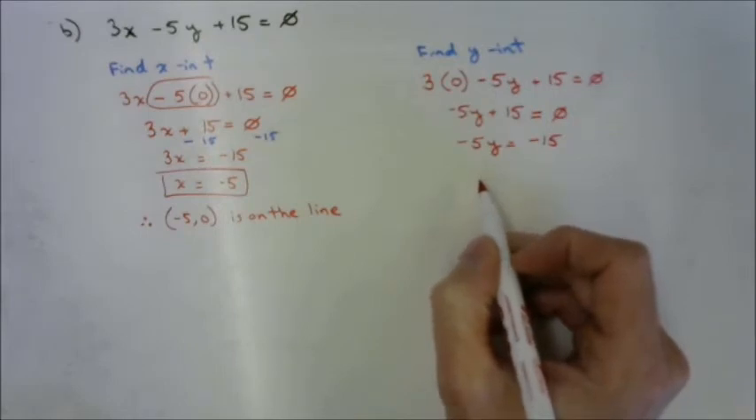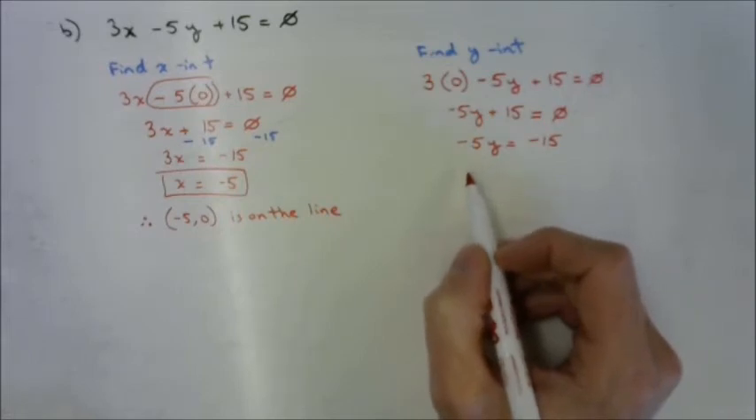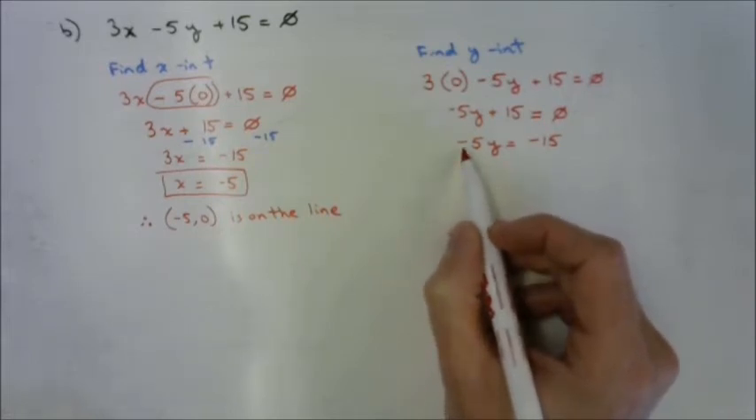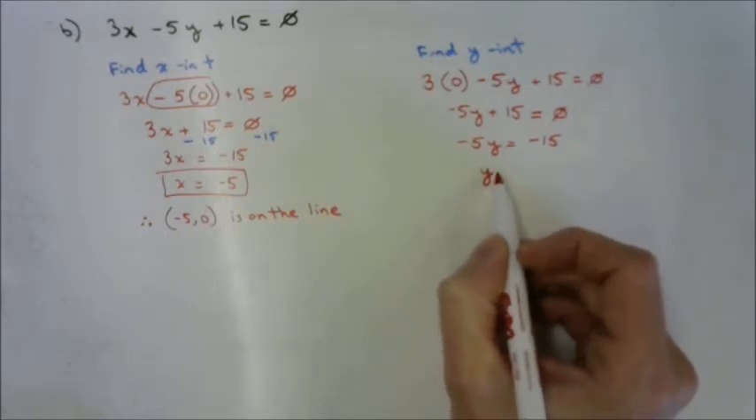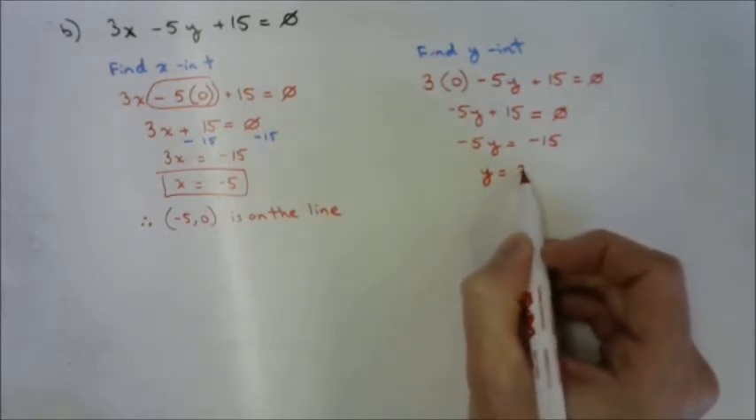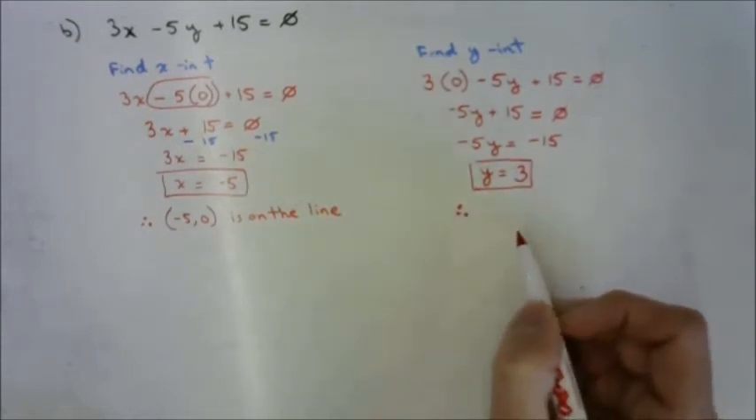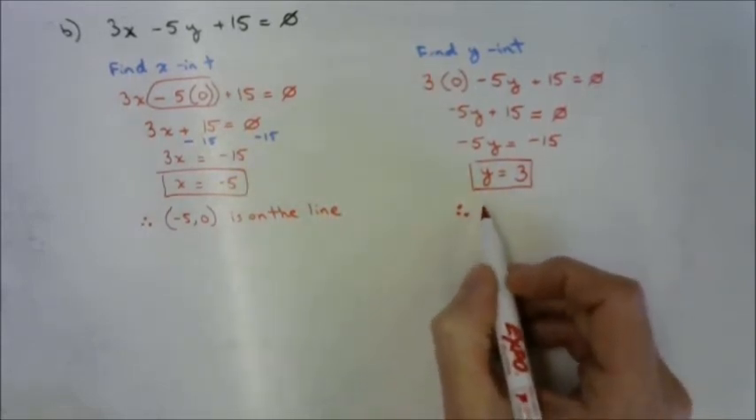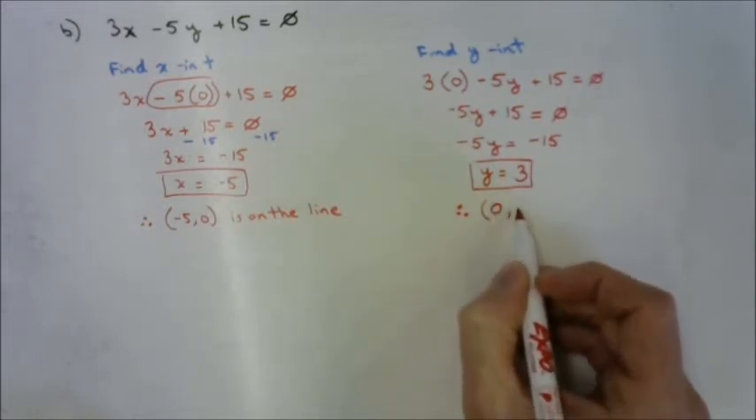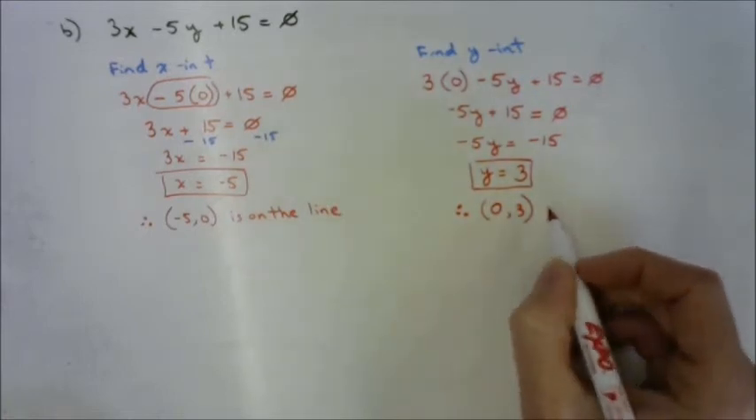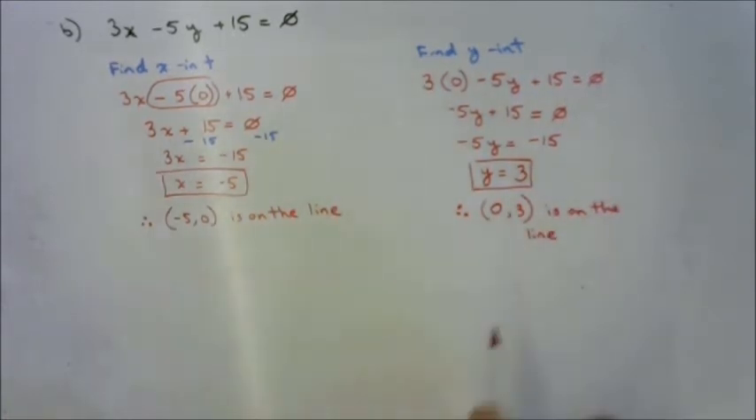So I'm going to divide both sides by negative 5, which is going to leave me with y equals 3. Therefore, what would I say? 0, 3 is on the line. Good. 0, 3 is on the line.